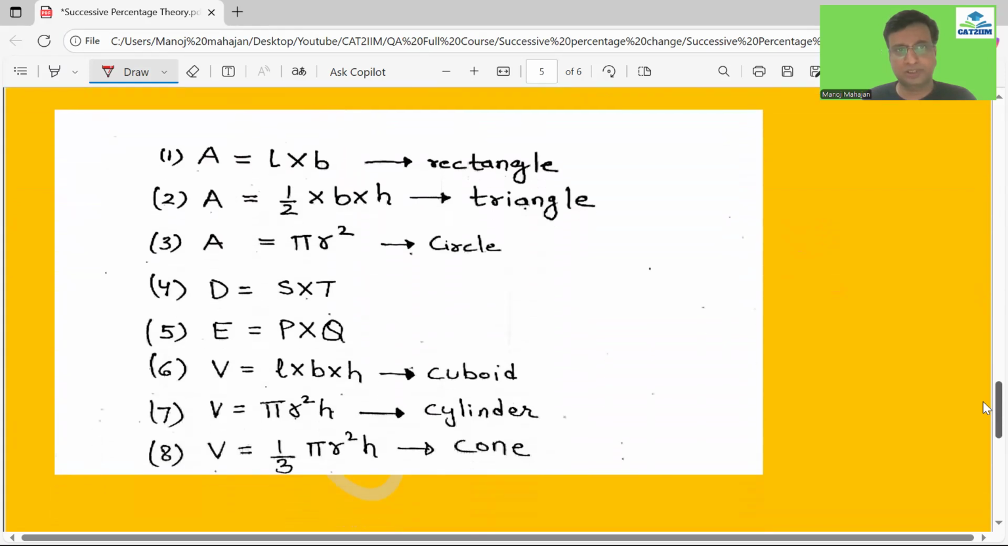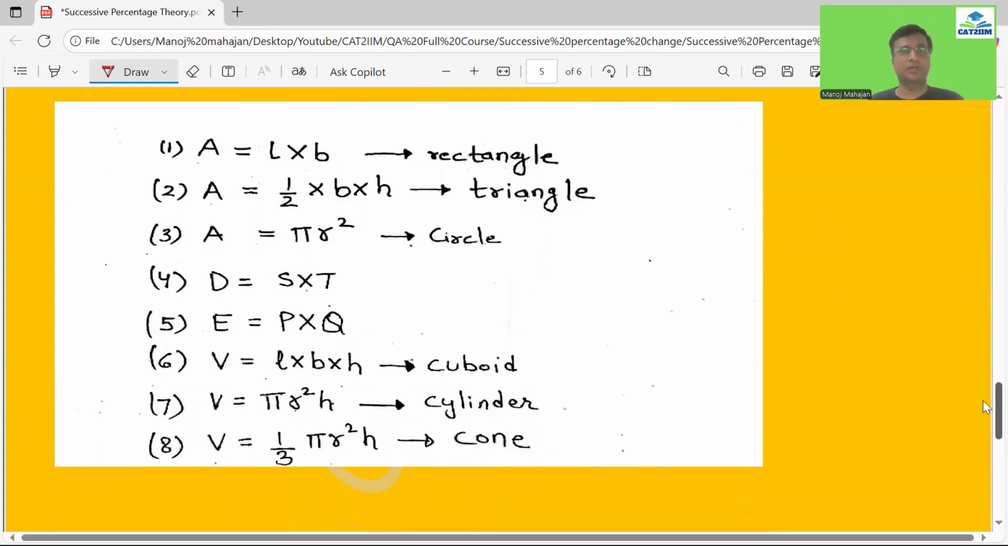Let me give you some examples of quantities which are a product of two or three: area of a rectangle, that is length into breadth; area of a triangle, half base into height; distance, speed into time; expenditure, price into quantity; volume of a cuboid, length into breadth into height. So you have the product of two or three quantities here. Let me tell you how you can use the successive formula in such problems also.